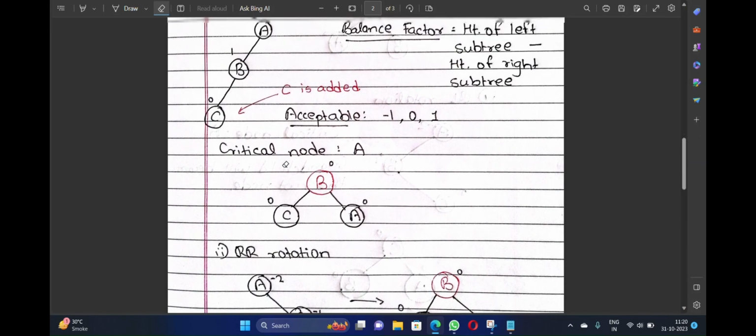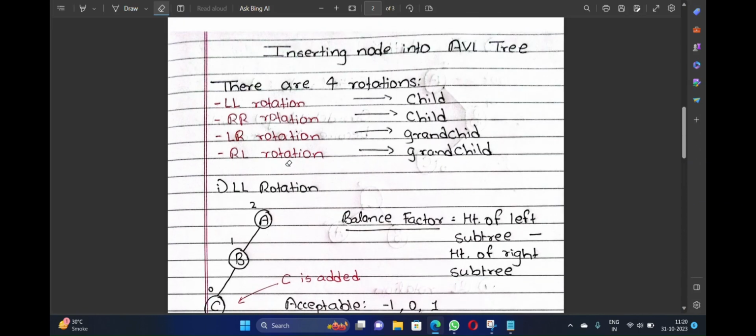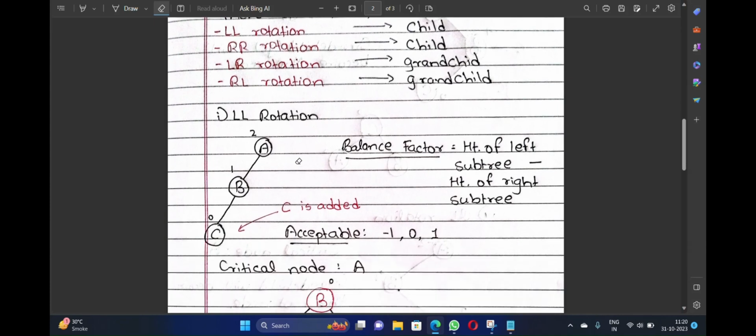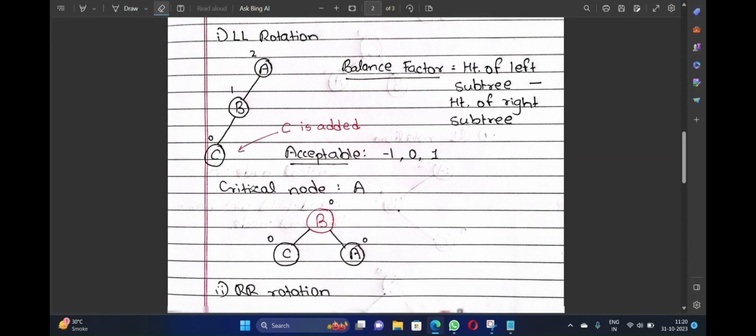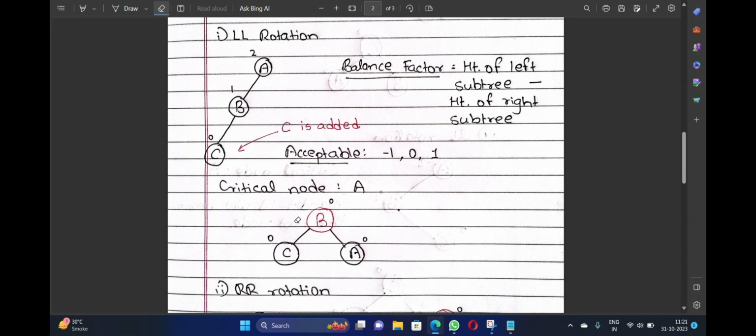So in left rotation, the root will be replaced by the child. What is the child of the critical node? B is the child of the critical node. So we'll be replacing the root, or the critical node, with B to balance the tree. B will be taking the place of the parent or the root, and all other nodes will be adjusted accordingly.